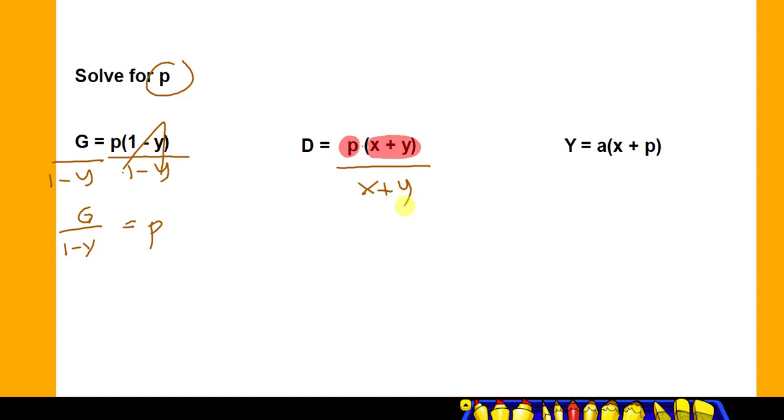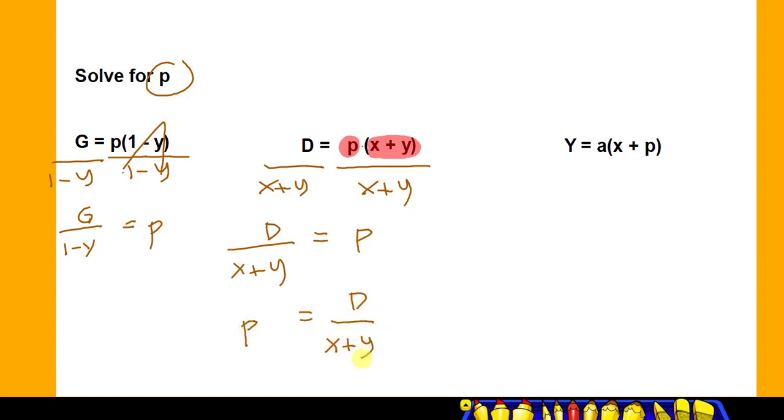So I am going to divide by x plus y. Of course, we have to do this to both sides. So I will have here now d over x plus y equals p. If you're not comfortable looking at this equation, you may rewrite this: p equals d over x plus y.